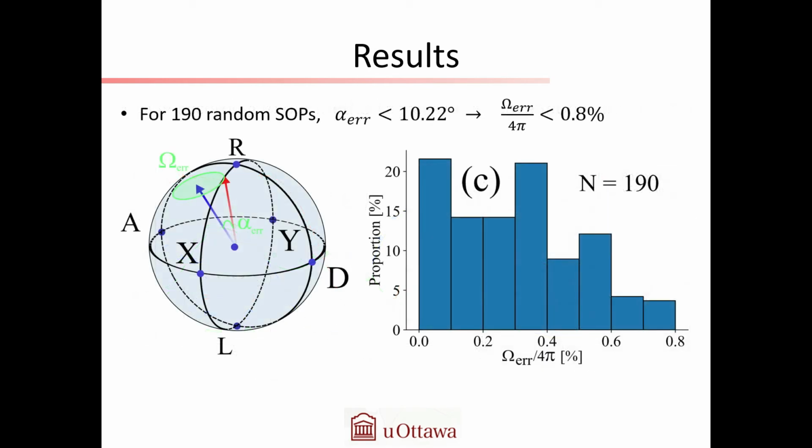By randomly selecting a large number of states of polarization, we find that the angle between the SOPs determined by the conventional polarimeter and the SOP determined by our method is at most 10.22 degrees on the Poincare sphere. In other words, if the SOP of the polarimeter is assumed to be correct, our method will, at worst, determine an SOP within a region of the Poincare sphere, which corresponds to 0.8% of its total area.